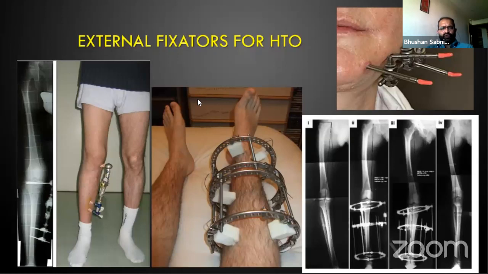What about external fixators? External fixators are pretty famous and some people swear by it. I have seen people doing it for mandibular surgery, and I have a lot of colleagues and friends who believe very much in doing external fixation surgery for HTOs. I work with Anand Joshi, who himself had an Elizarov fixator done in front of the Bombay Orthopedic Society meeting by Dr. Pal himself in 1998-99. So it does work. I'm not against that.